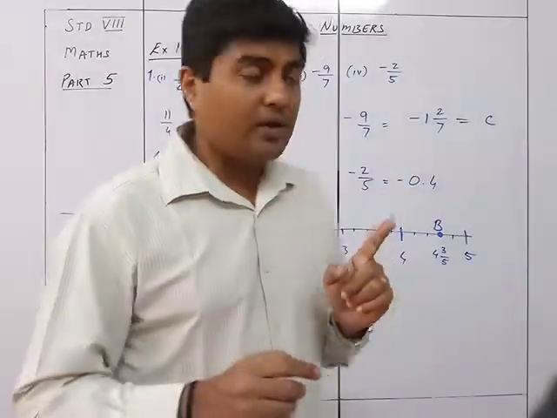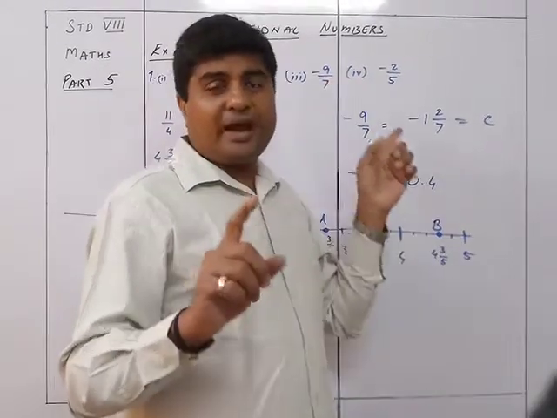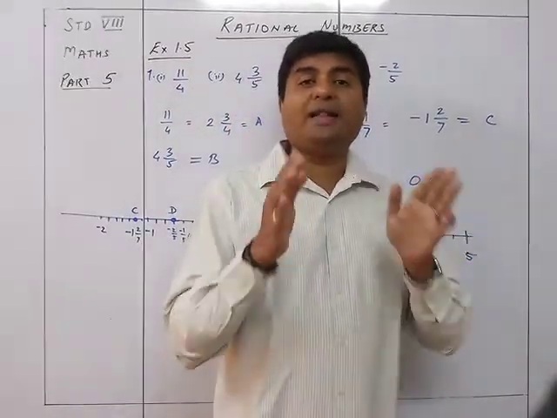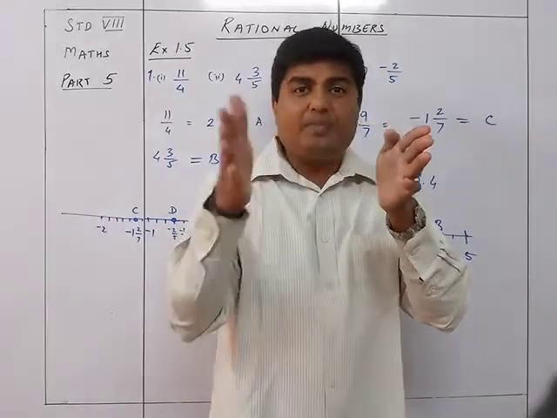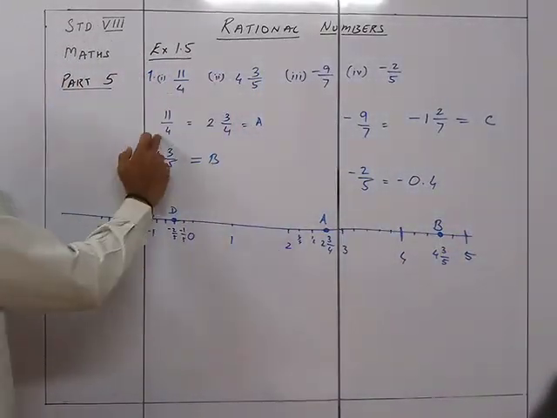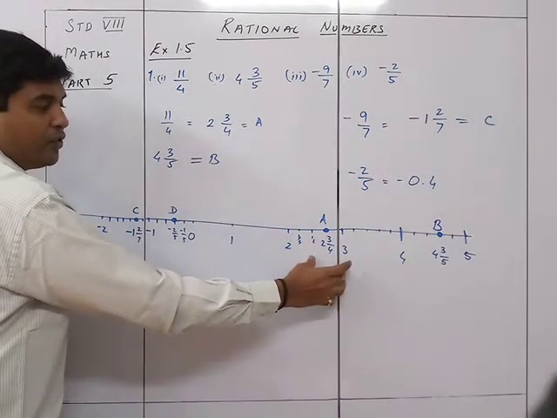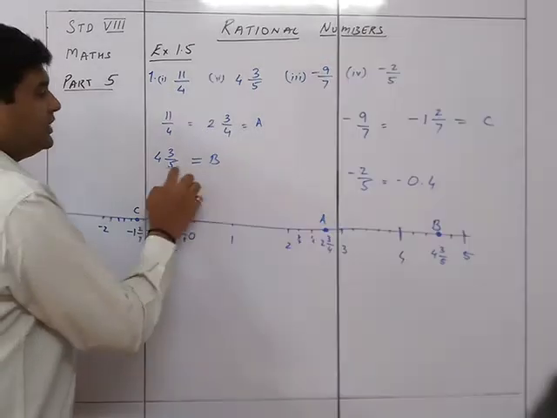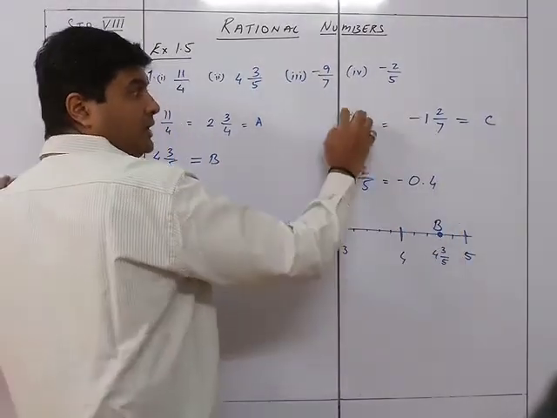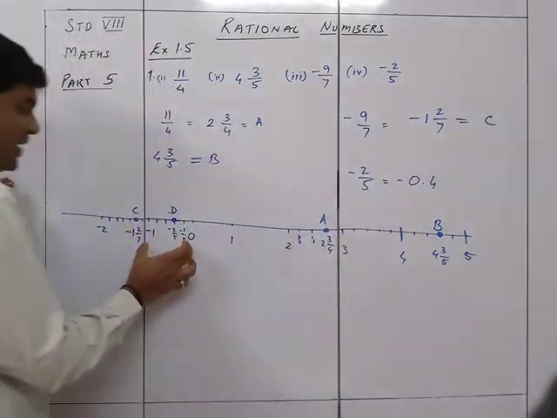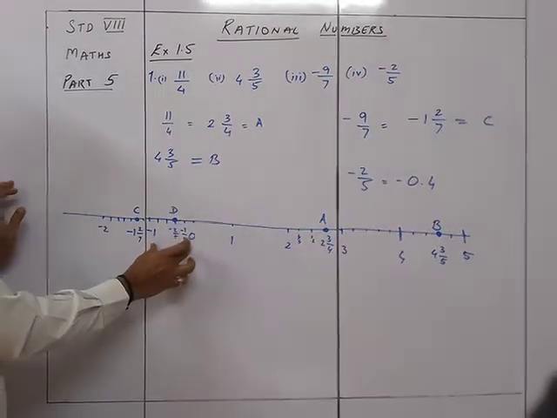Secondly, I'll see what the denominator is. Whatever the denominator of that particular fraction is, I am going to divide those two whole numbers or integers into that many parts. So here it was 4, so between 2 and 3 I divided into 4 equal parts. Here it was 5, so between 4 and 5 I divided into 5 equal parts. Here it was 7, so I divided this into 7 equal parts. Here it was 5, so I divided this into 5 equal parts.